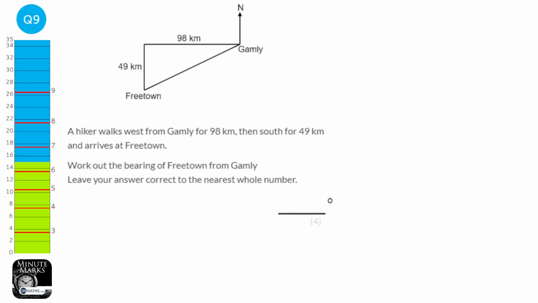So we're asked to find the bearing of Freetown from Gamley, so that is this angle here. And so what we're going to do is we're going to find this angle, and this will obviously be 90 degrees because the hiker walked west, and it's against the west line and the north line, so it's definitely 90 degrees. So we can work out what the bearing is if we know that angle inside the triangle.